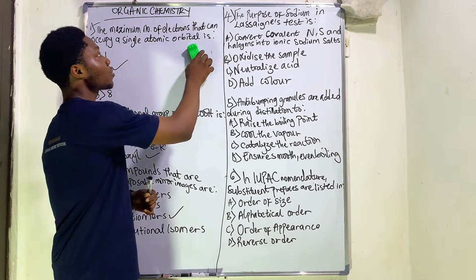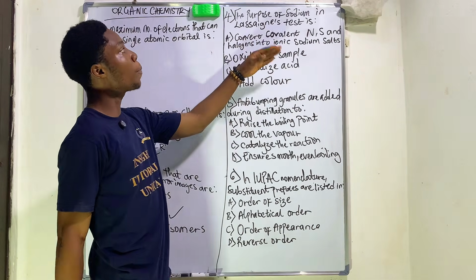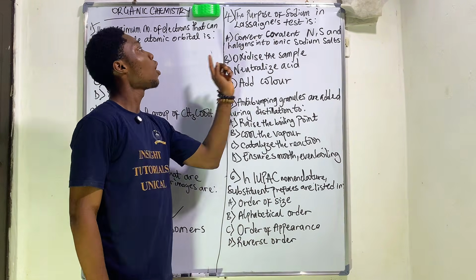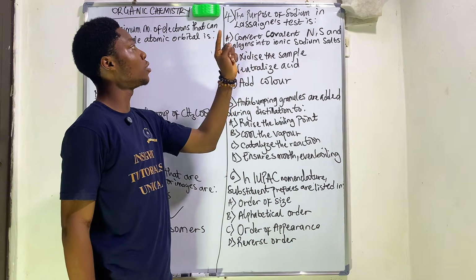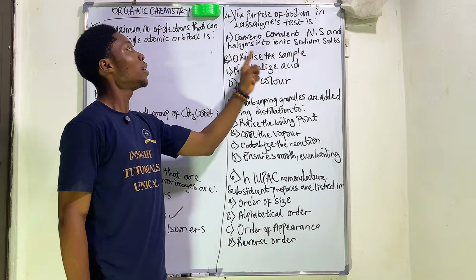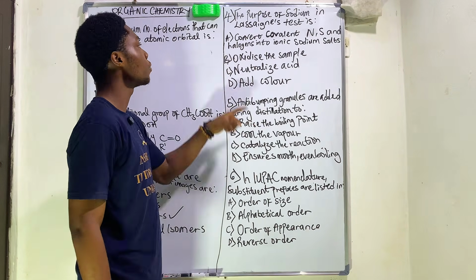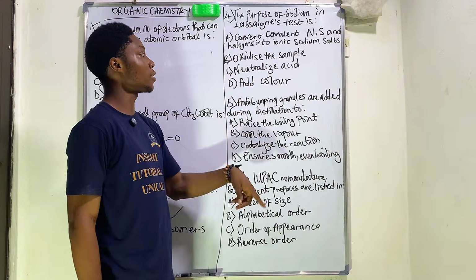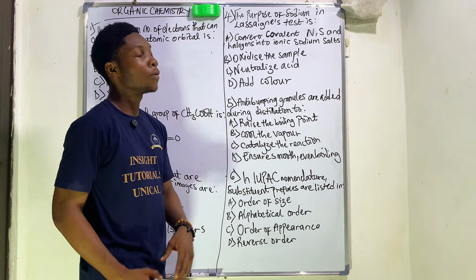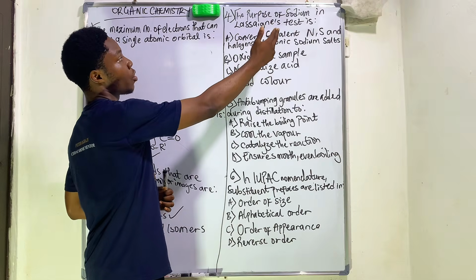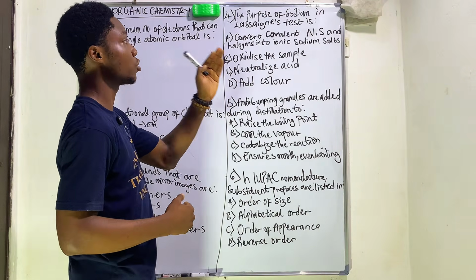Alright, so to the next question. The purpose of sodium in Lassaigne's test is A, convert covalent nitrogen, sulfur, and halogens into ionic sodium salts; B, oxidize the sample; C, neutralize acid; D, add color. Right. So the correct answer is A. Convert covalent nitrogen, sulfur, and halogens into ionic sodium salts.